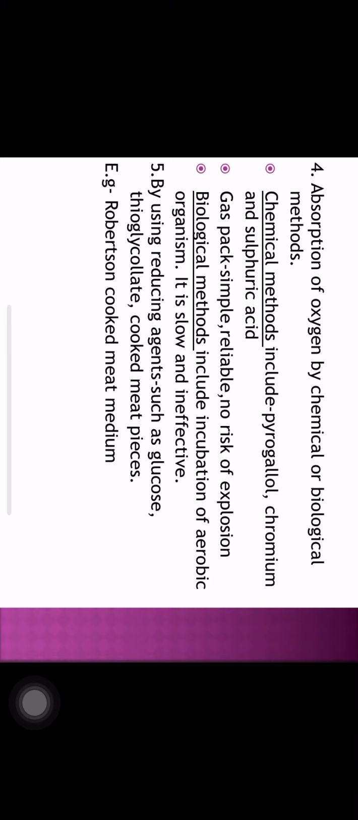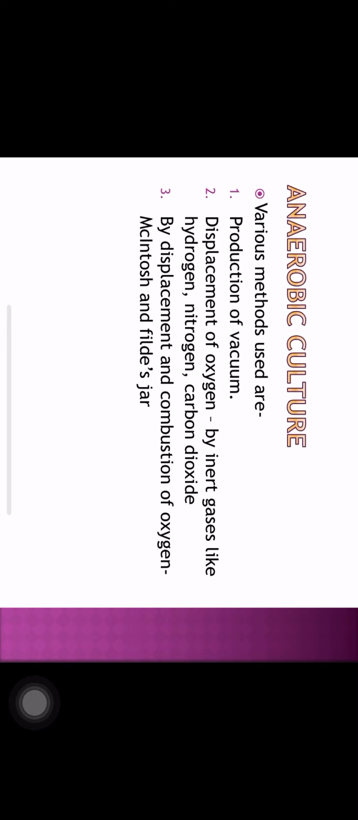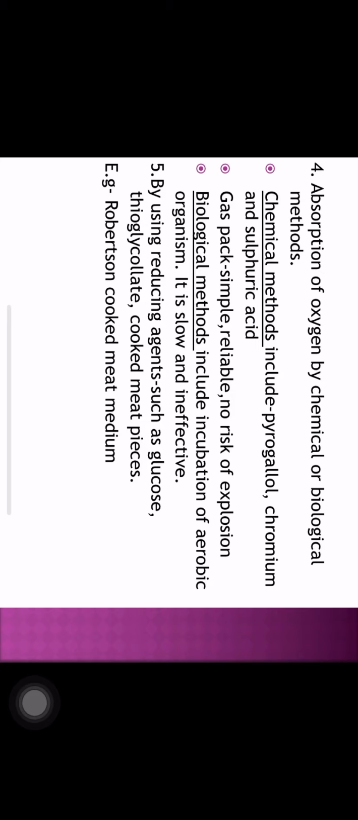Then biological methods like incubation of aerobic organisms along with the anaerobic, so that the aerobic ones will utilize all the oxygen and oxygen free medium will be made, which will help the growth of the anaerobes. Then you can also create it by using reducing agents like glucose, thioglycolate and cooked meat pieces. Example, Robertson cooked meat medium. So by different methods you can create an environment where oxygen is deficient, and then anaerobiosis is created, and anaerobic bacteria can be grown. So these different methods are used for creating an anaerobic environment for growing anaerobic bacteria.